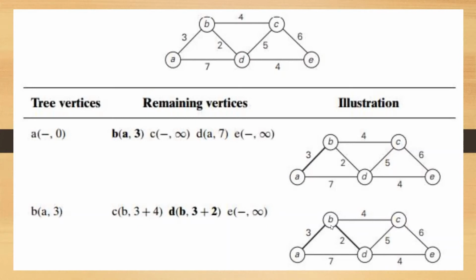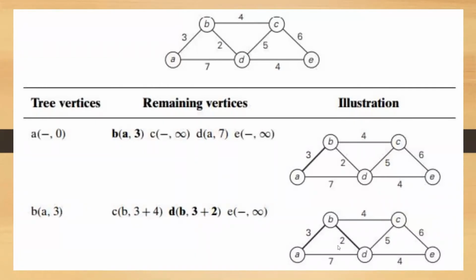Now let us see how to update the values of this. Now we have to update this fringe vertex. C has to be updated, D has to be updated. So that is why C is written here, D is written here. Now observe the value of C from the previous step. What is the distance of C? It contains infinity. C contains infinity in the previous step.